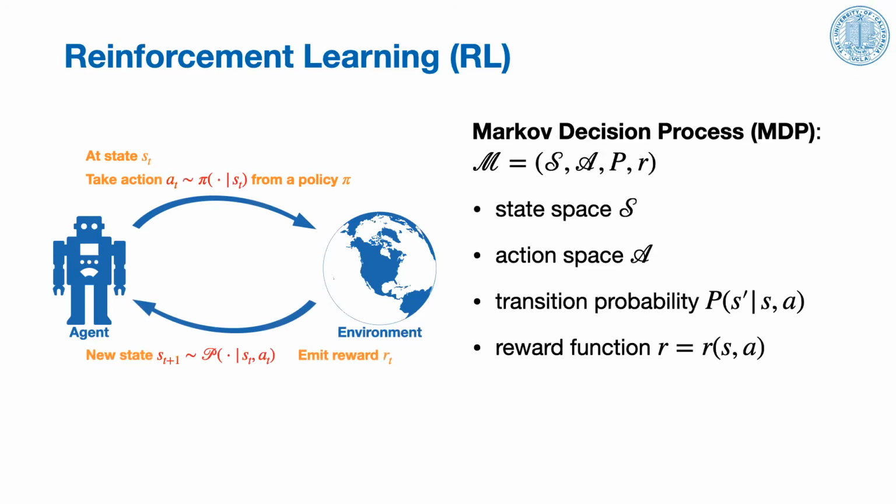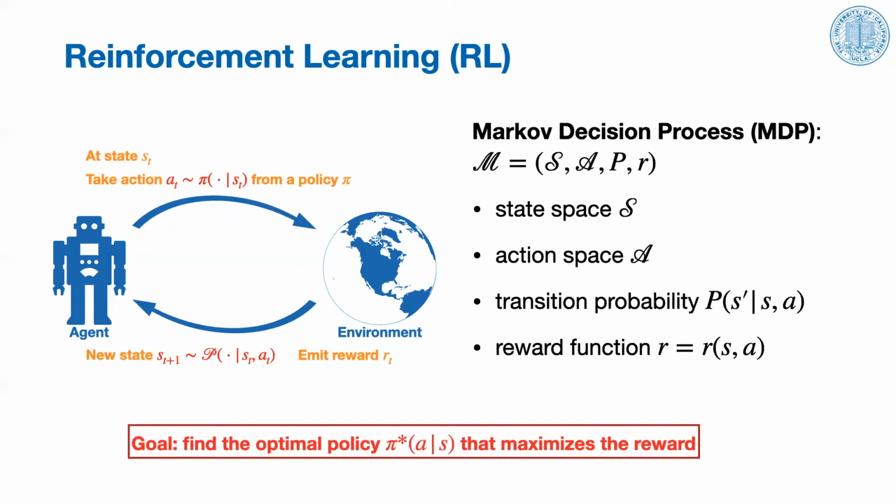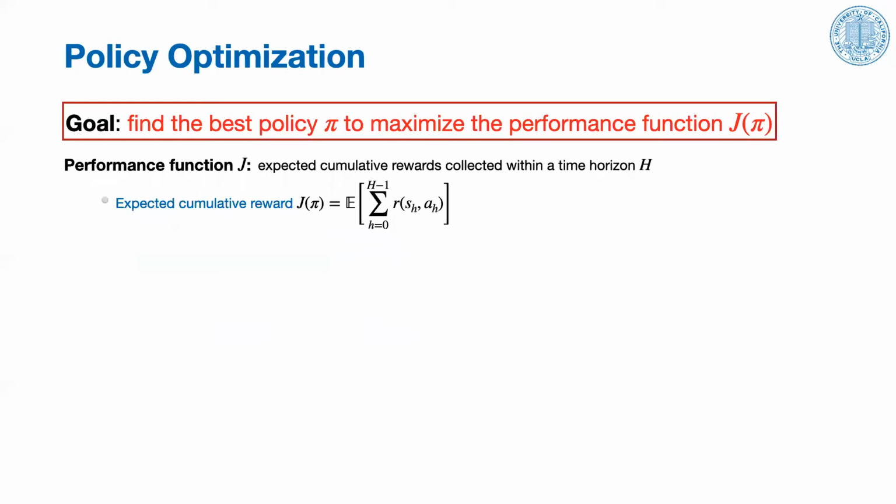This process can be cast as a Markov decision process, which consists of a state space, an action space, the state transition probability that tells you how the agent moves from one state to another, and an unknown reward function. The goal of the agent is to find an optimal policy that tells the agent which action to choose in order to maximize its reward.